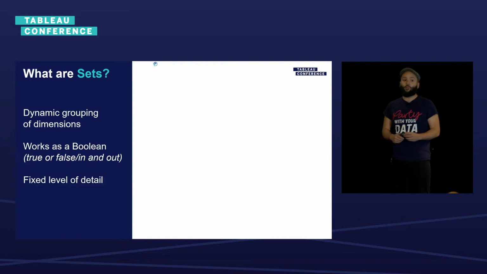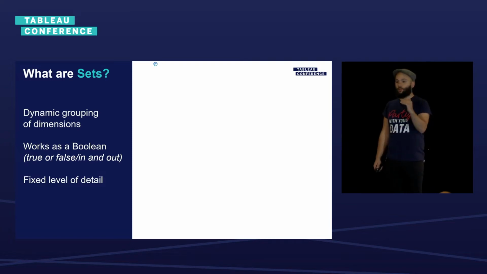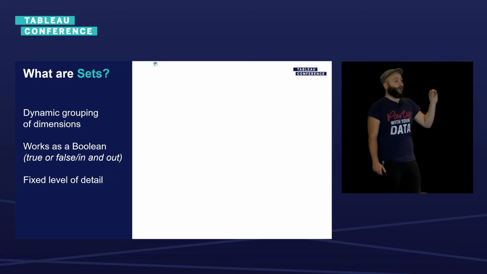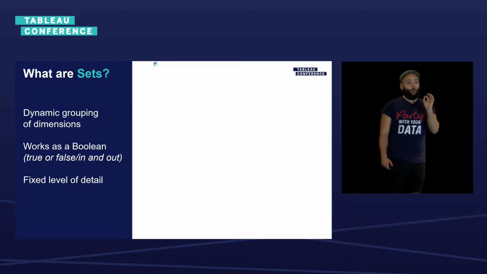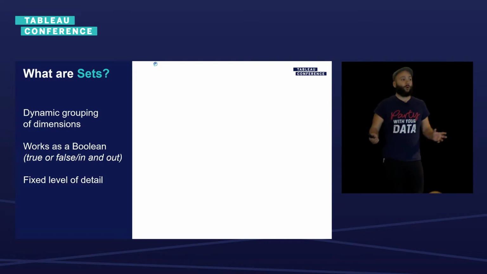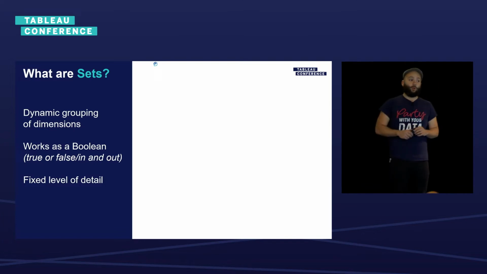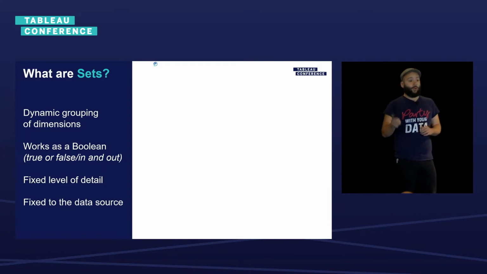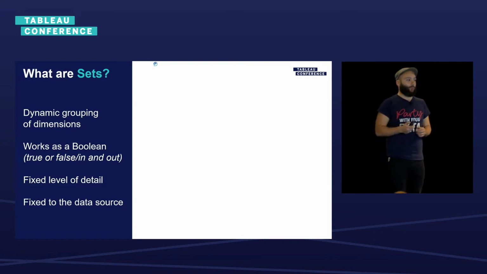When you create a set, you always create it at a dimensional level. A set is fixed to that dimension. And every calculation or anything that affects that set will be calculated at that level, independent of what's on your view, independent of what level of detail you're working on in your dashboard. And then finally, they're fixed to the data source. So one set, one data source. It doesn't work across data source. And we'll see later that that's not the case for parameters.